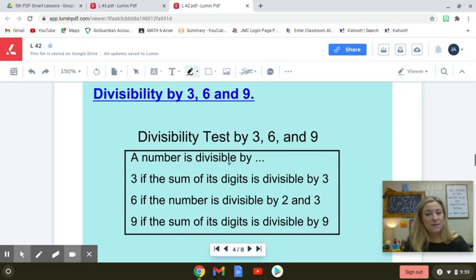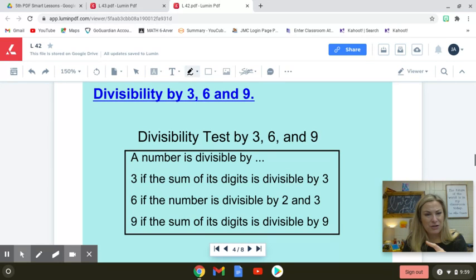A number is divisible by 3 if the sum of its digits is divisible by 3. And when I say sum of its digits, I mean we're looking at a 2, 3, 4 or more digit number. The sum of the digits means we're adding those digits up to test these numbers. So we're going to add up the values of those digits. If the sum of the digits is divisible by 3, then that number is divisible by 3.